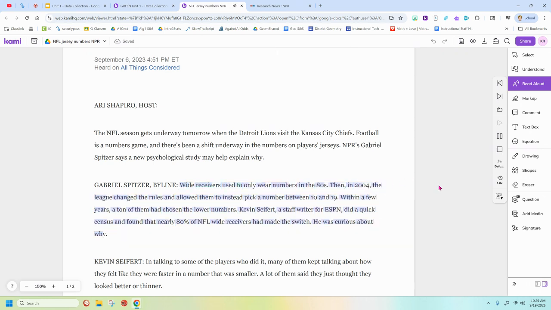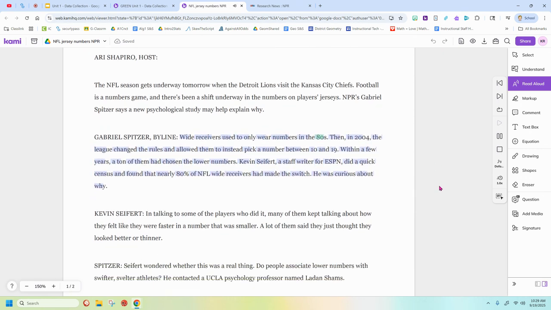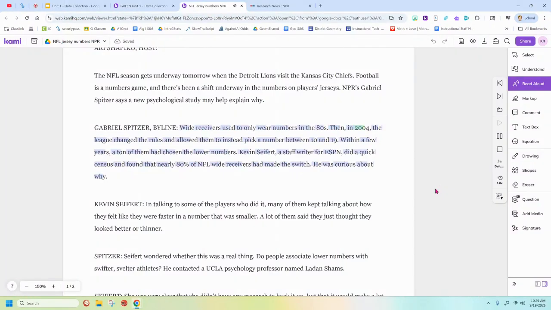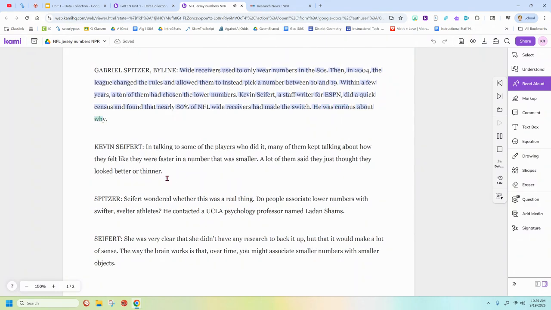Wide receivers used to only wear numbers in the 80s. Then, in 2004, the league changed the rules and allowed them to instead pick a number between 10 and 19. Within a few years, a ton of them had chosen the lower numbers. Kevin Seifert, a staff writer for ESPN, did a quick census and found that nearly 80% of NFL wide receivers had made the switch. He was curious about why.